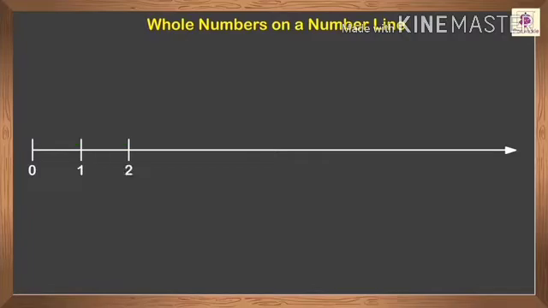Now mark points 2, 3, 4, and so on to the right side of point 1 at unit distance. This is how the number line will look when we represent the whole numbers starting from the point 0.